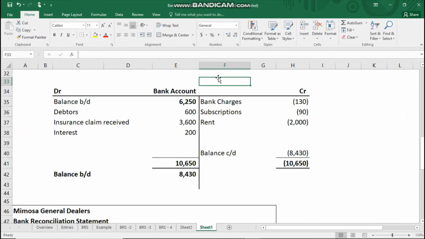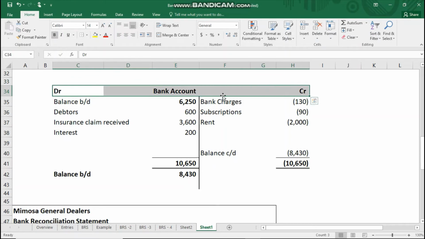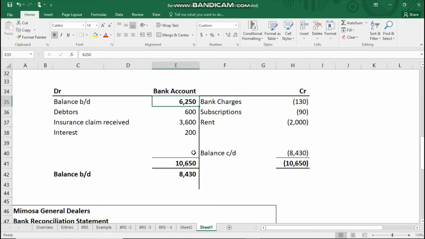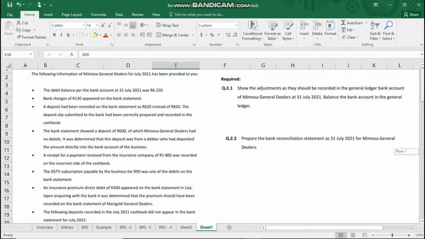So this is how I will calculate the updated bank balance in the general ledger. This is the T account of the bank account in our books. This is R6250, the opening balance. I'm assuming this is a balance brought down, which is given in the information, and I've posted all the transactions. This R600 is the debtors amount, which was a direct deposit.